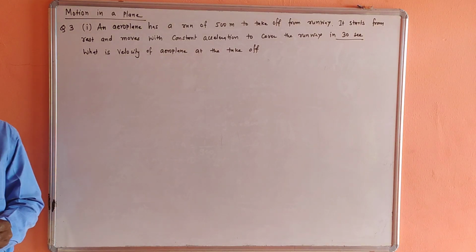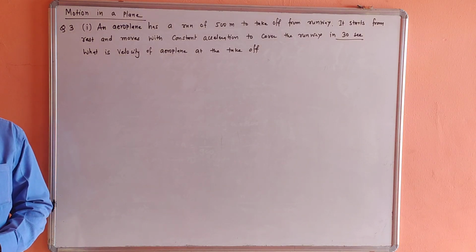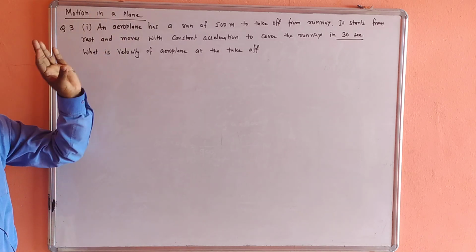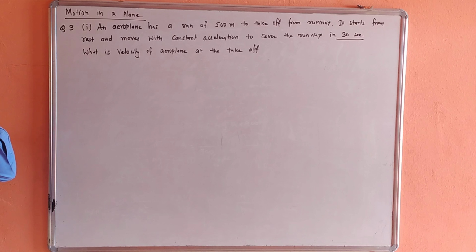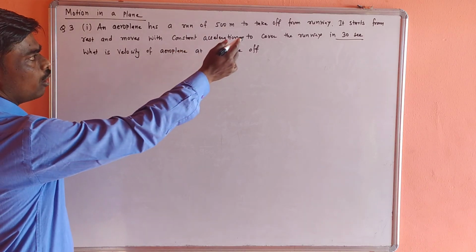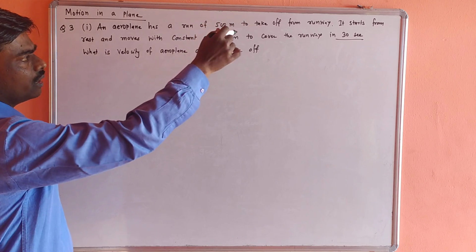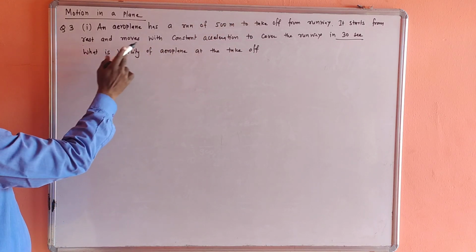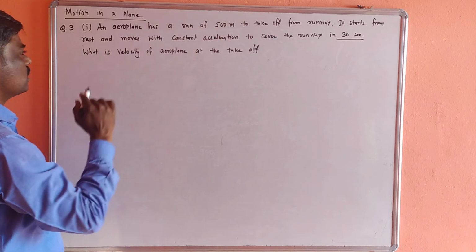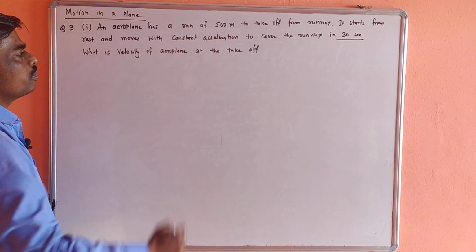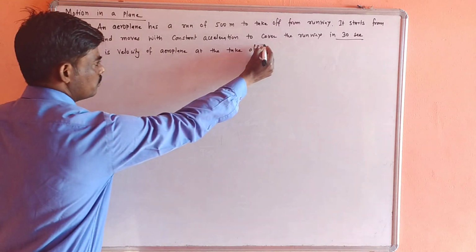Hello students, today we will see unsolved exercises from the chapter Motion in a Plane. Question number 3, first problem. An aeroplane has a run of 500 meters to take off from the runway. It starts from rest and moves with constant acceleration to cover the runway in 30 seconds. What is the velocity of the aeroplane at takeoff?